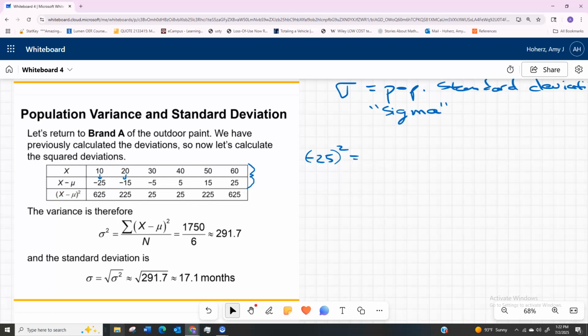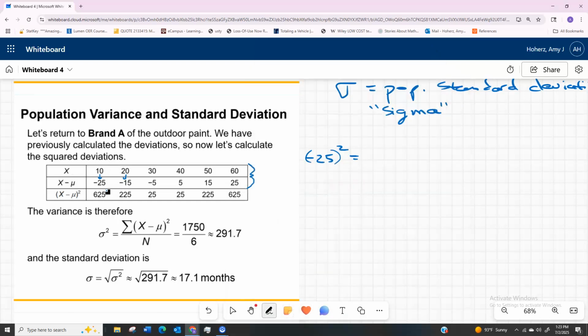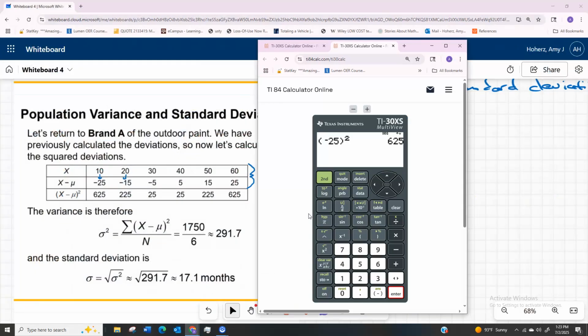So negative 25 squared, if we do that on the calculator, pop that up really quick again. So if we do parentheses negative 25 squared and hit equals, we get 625. So that's where that 625 in the next row came from. If we do negative 15 and we square it, then we get 225. So parentheses negative 15 squared, equals, we get 225.